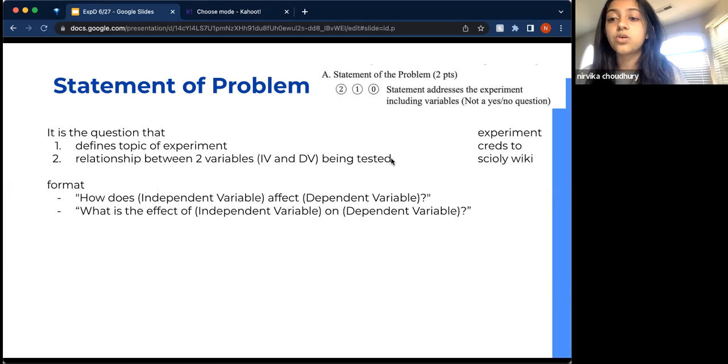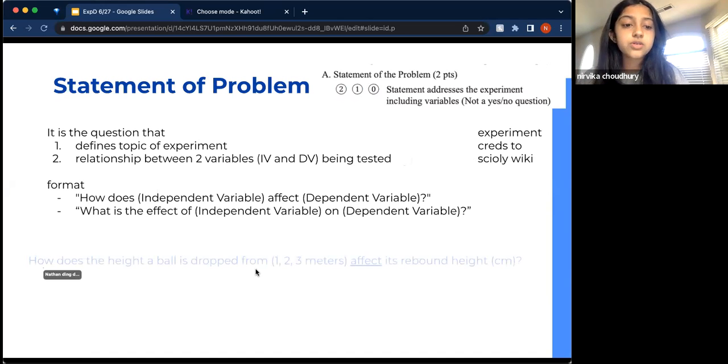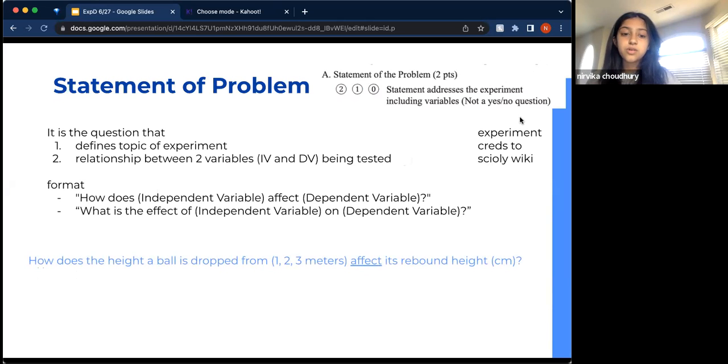On the top right hand corner of every slide, you'll see something I screenshotted from the rubric. So that's basically what you have to do in order to get full points. We have to make sure that it's not a yes or no question. The experiment I'll refer to throughout this presentation is this one. How does the height a ball is dropped from, like 1 to 3 meters, affect its rebound height, in centimeters? So that's the kind of experiment we'll be discussing.